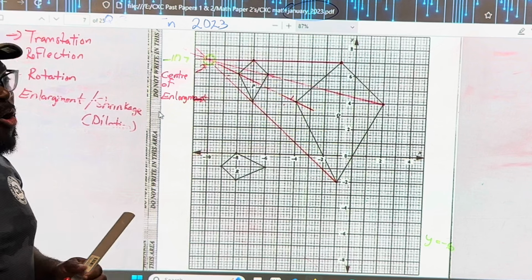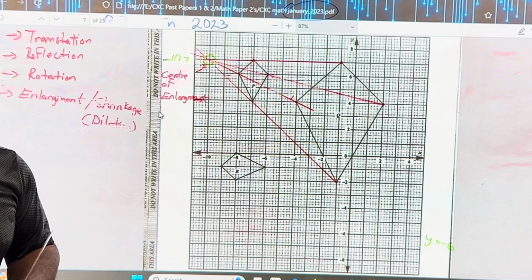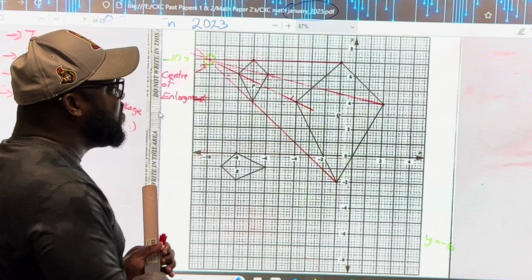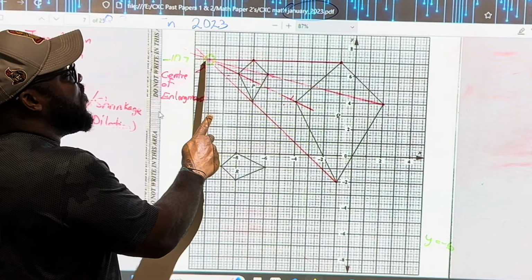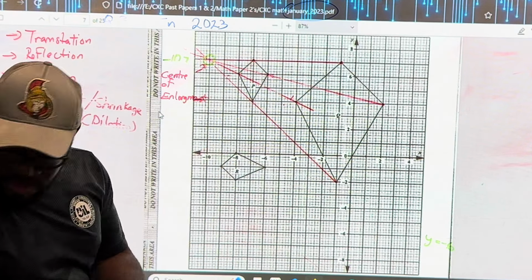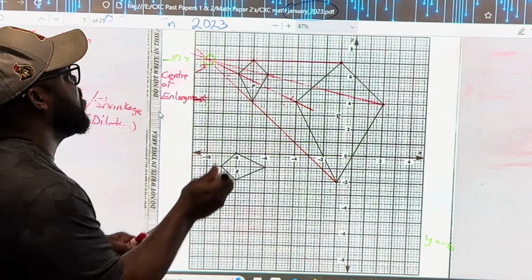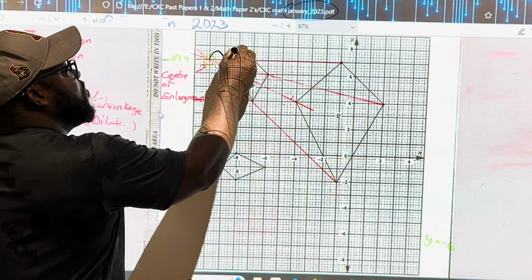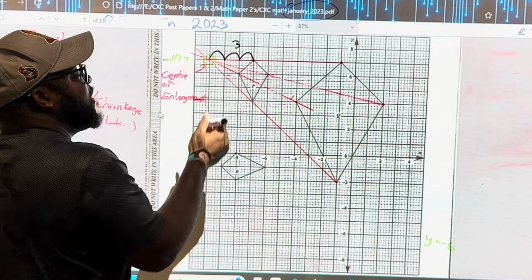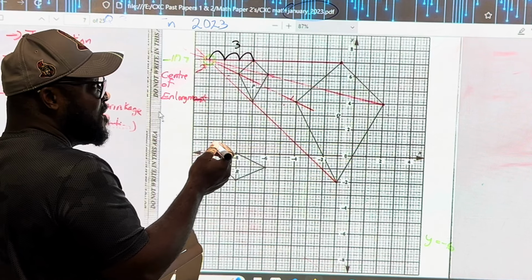If you realize something now, stop waiting for me. How many boxes will come from here? Let's go. 1, 2, that's 3, right? That's 3, right? Yes.